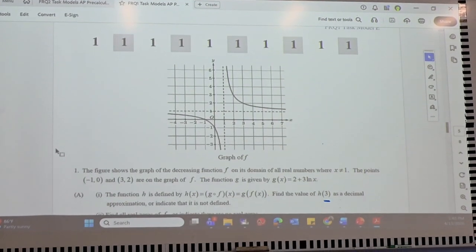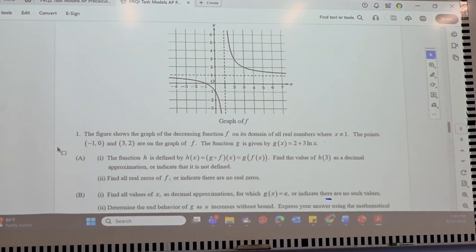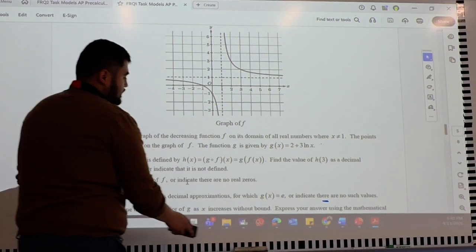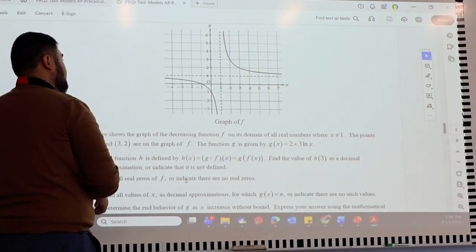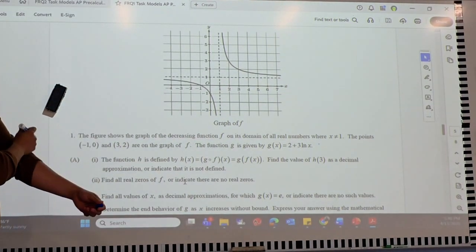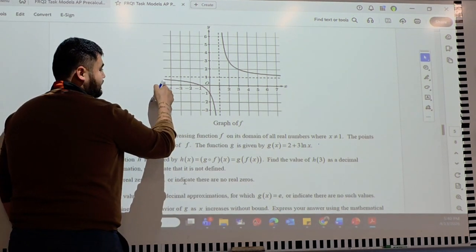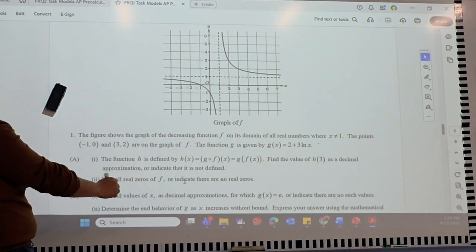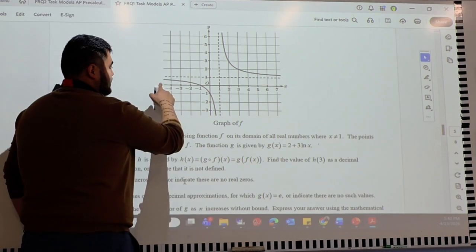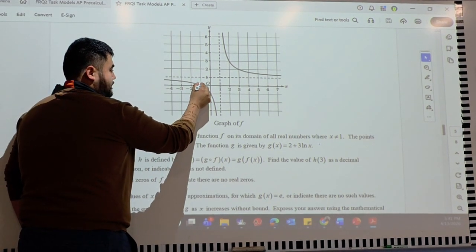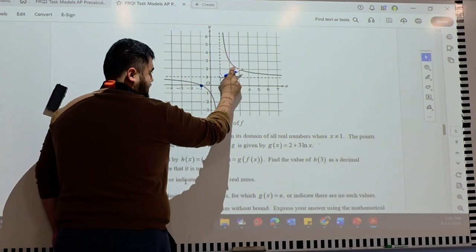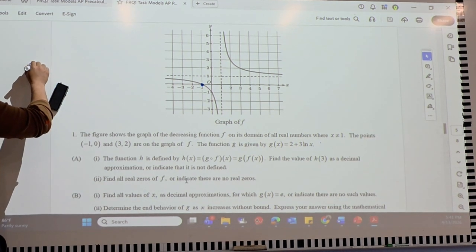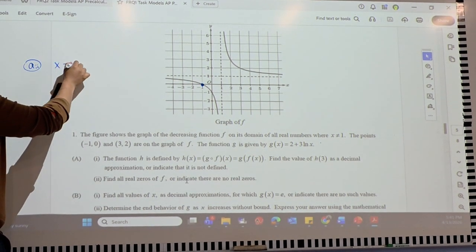What about A2? What does it ask us to do? Let me scroll down a bit. So for A2, it's asking us to find all the real zeros of function f. So zeros are when the graph, whichever graph is given, touches the x-axis. If you follow the graph from left to right, we hit it right about here, and then we follow through, and we go back. We only touch this x-axis one time. So my answer for A2 is x equals -1.